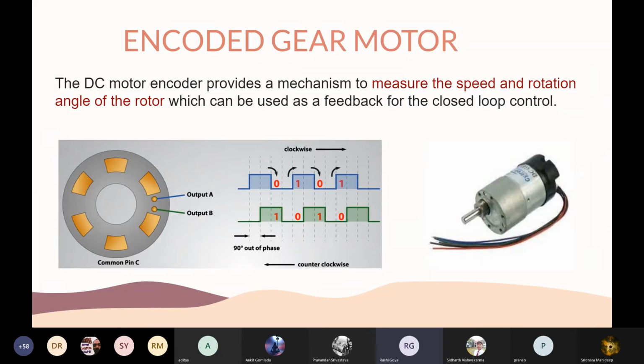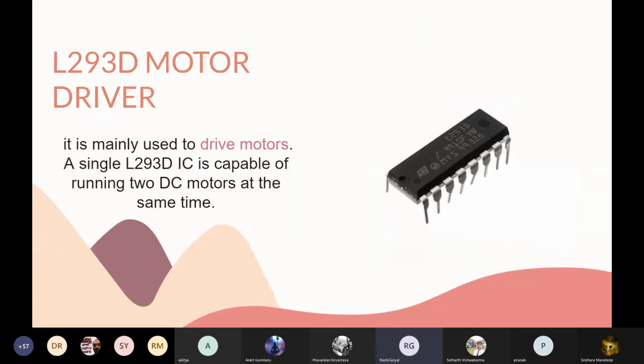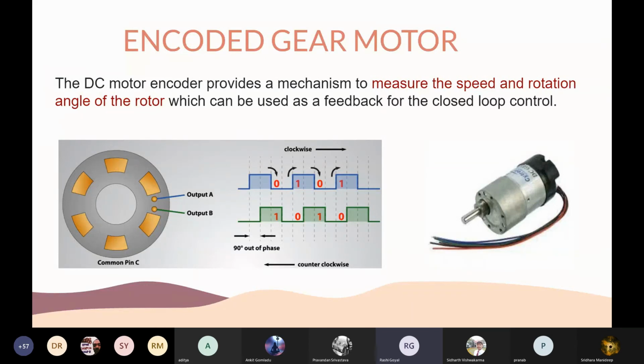So this is the encoded gear motor, which is used to measure the speed and rotation angle of the rotor. An encoder is basically a disc with evenly spaced contact zones that are connected to a common pin C, and there are two other separate contact pins A and B. When the disc starts rotating, the two pins start making contact with the common pin and a square pulse is generated by each pin. For measuring the rotation position, we can consider any one pulse, but to determine the direction, we have to consider both pulses at the same time.